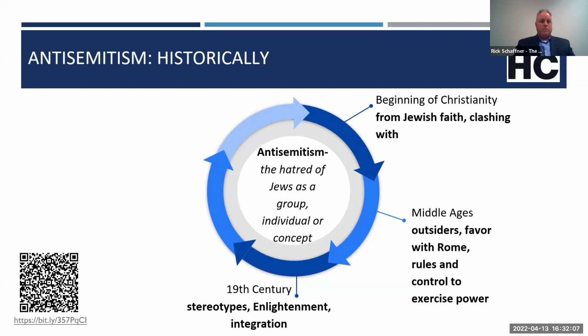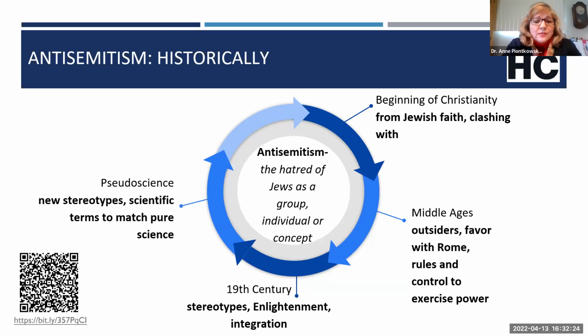And consequently, this moved into, as we're moving into the 1700s and 1800s, primarily the late 1800s, as we move to the next piece, and we're talking about pseudoscience. They were moving to facets of Jews that focused on them racially. When you're talking about racism, which has to do with other topics within the social studies and within other historical discussions, there are new stereotypes that are based upon scientific terms. I had mentioned this before when we were talking about the definition of anti-Semitism. Scientific terms to match pure science.